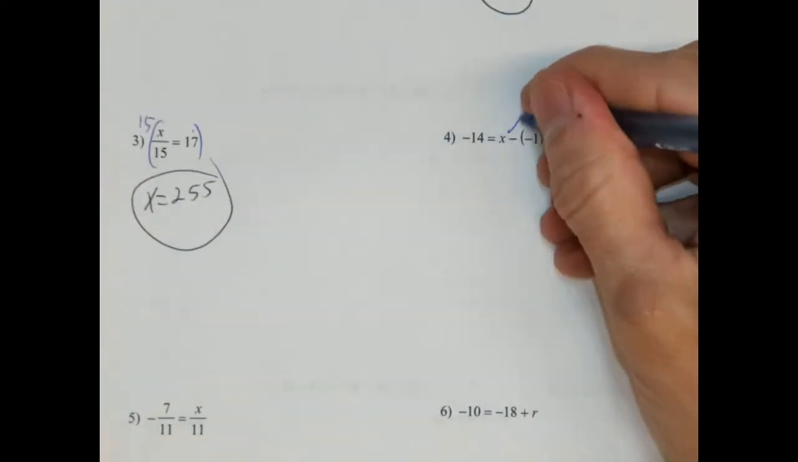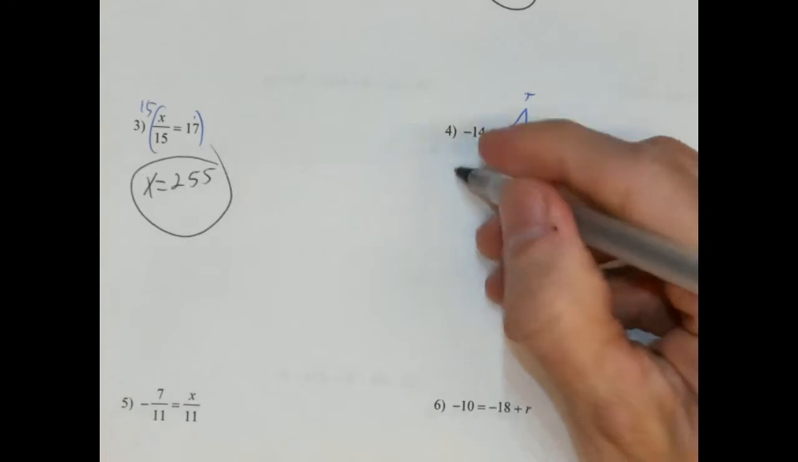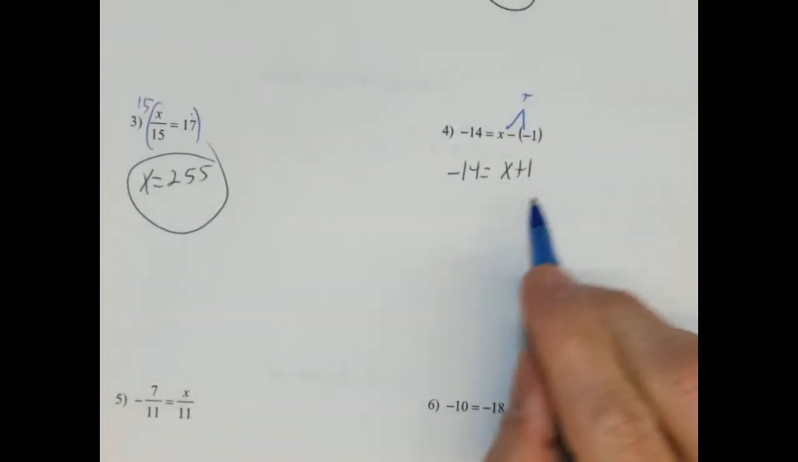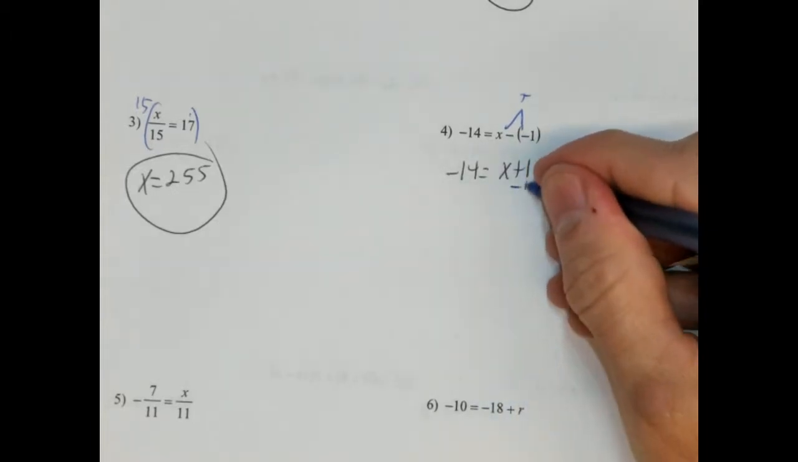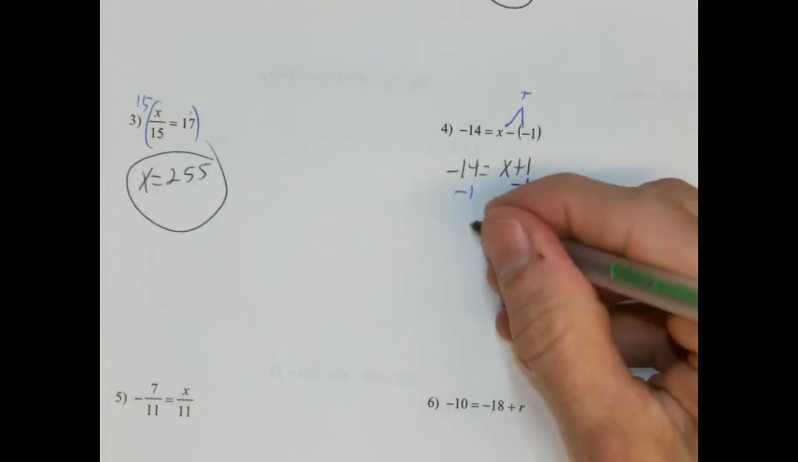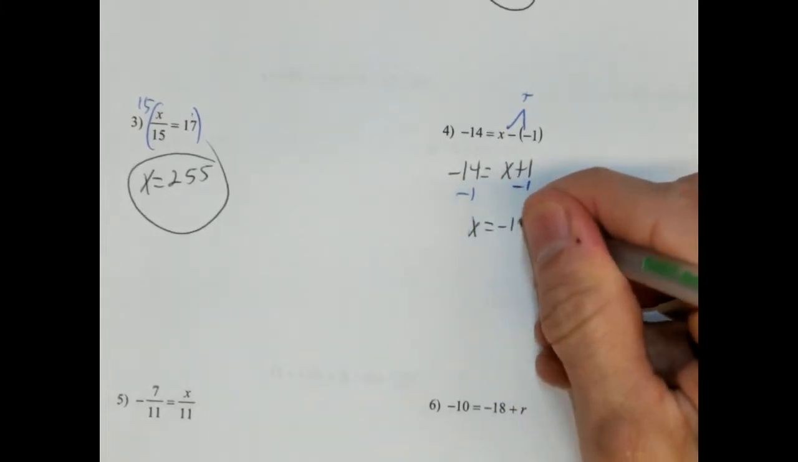Here, same deal, we have the double negatives. We're going to rewrite that. So we're going to write negative 14 equals x plus 1. The inverse operation of addition is subtraction, so we're going to subtract 1 from both sides. And negative 14 minus 1 would be negative 15, so x is equal to negative 15.